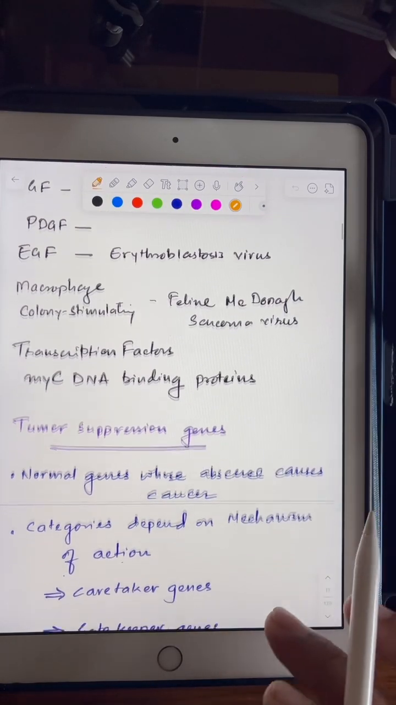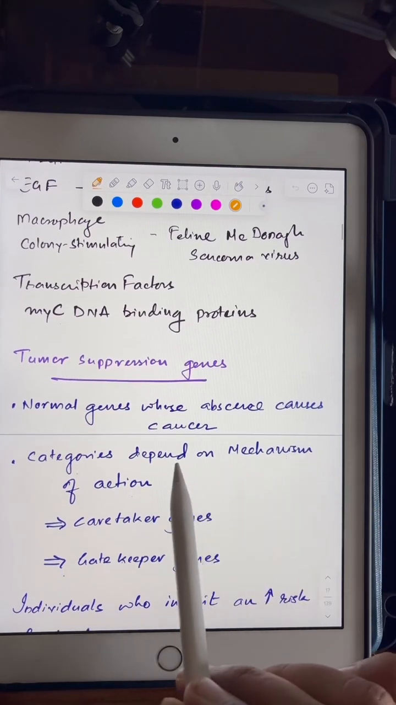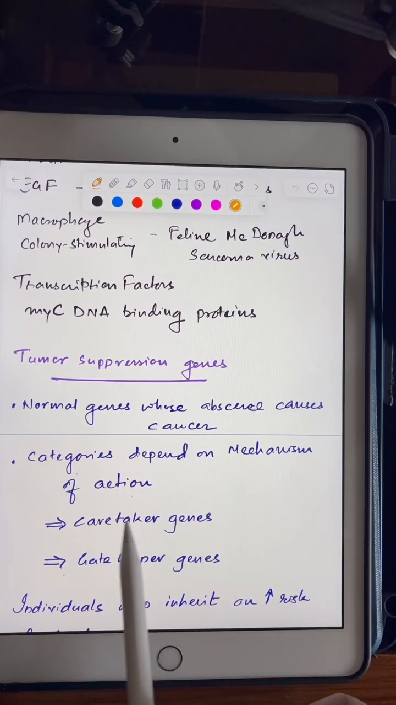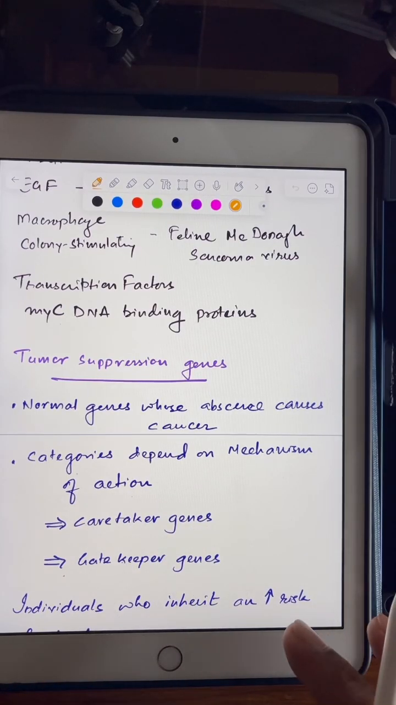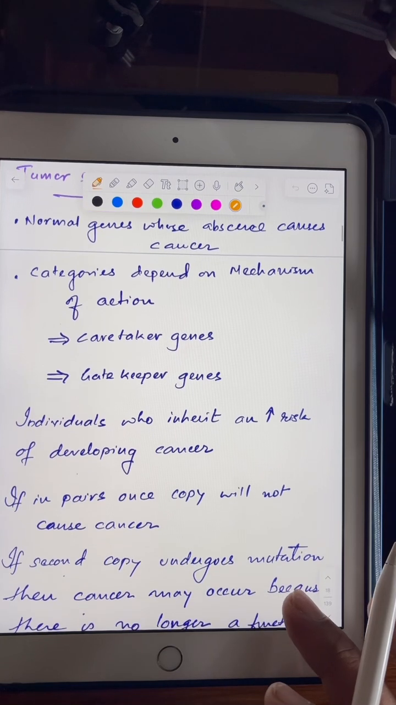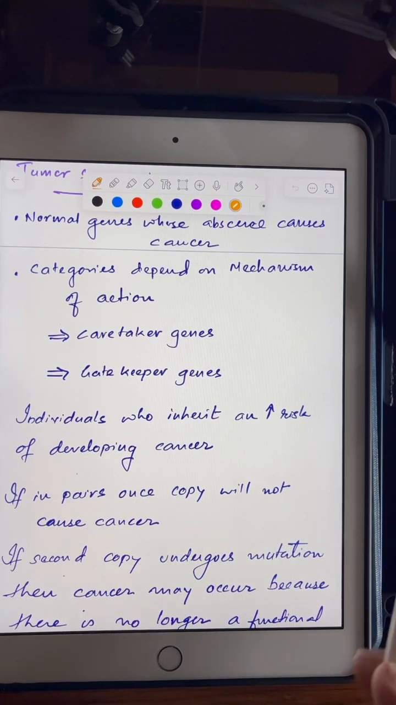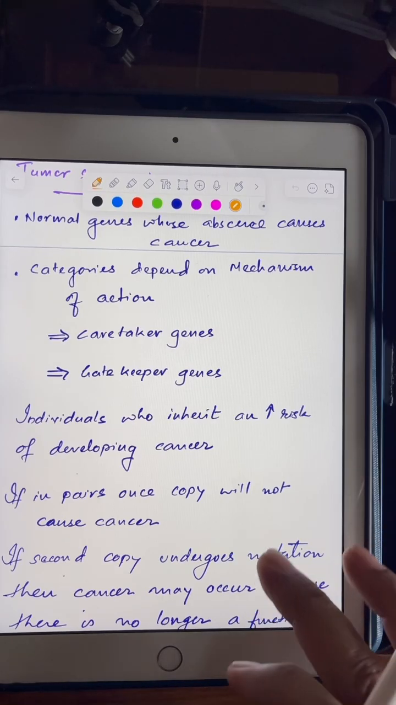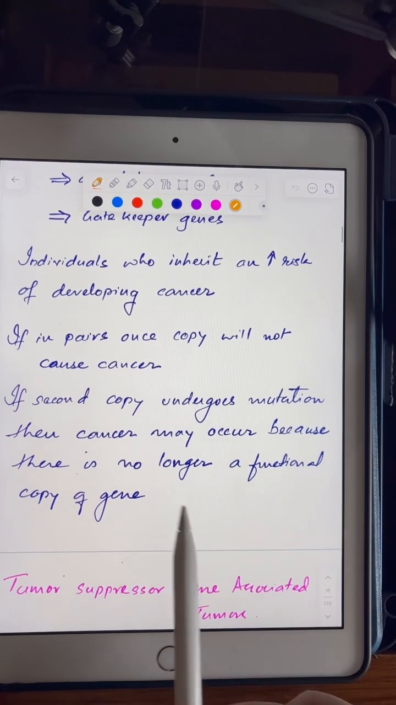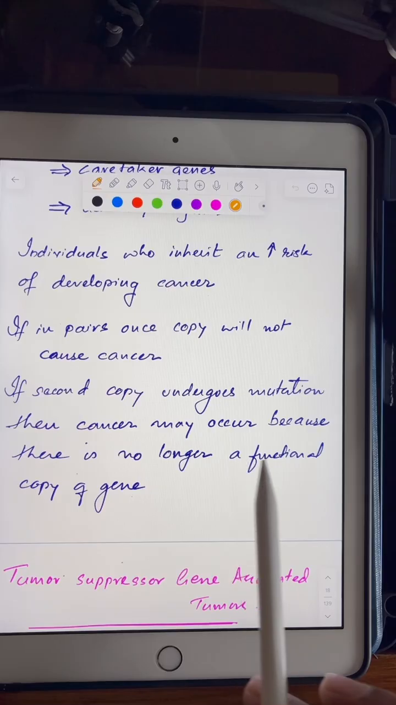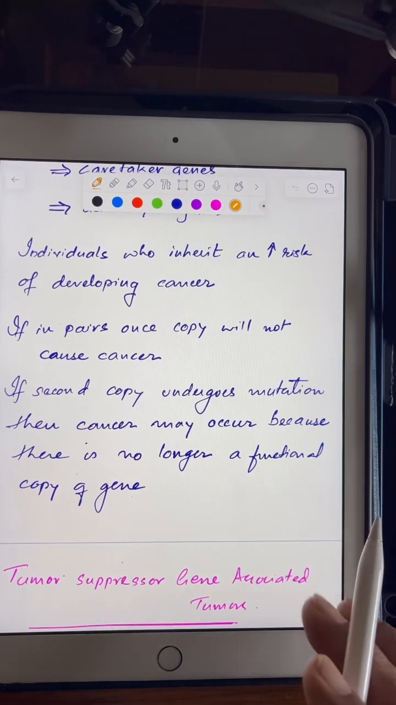Now, what are tumor suppressors? Normal genes whose absence causes cancer. Categories depend on the mechanism of action. These are caretaker and gatekeeper genes. Individuals who inherit one mutated copy have an increased risk of developing cancer. One copy will not cause cancer. If the second copy undergoes mutation, the cancer may occur because there is no longer a functional copy of the gene.